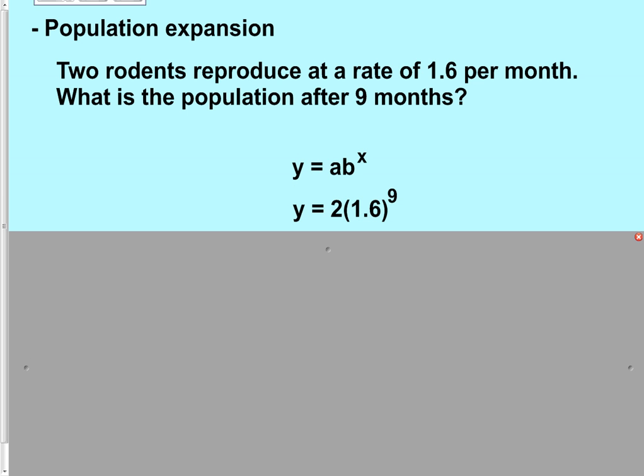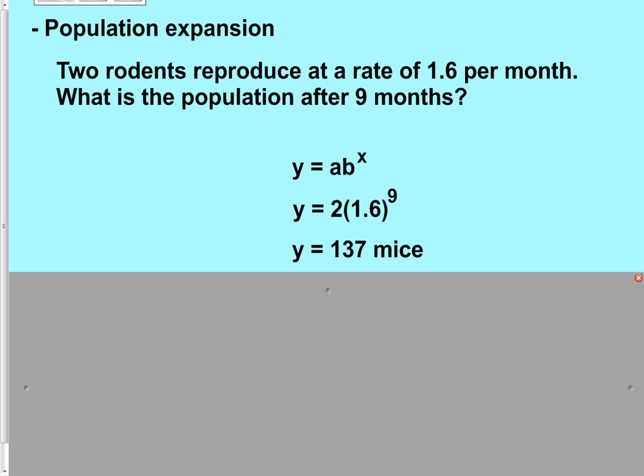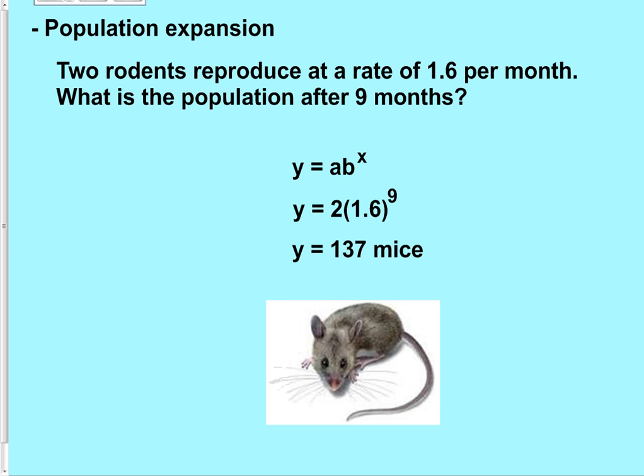All we have to do is plug our numbers in. 2 rodents, that's our A. 1.6 is the reproduction rate, that's B. And 9 is the number of months that elapse. So all we need to do is get it into our calculator, making sure that we obey the order of operations. 1.6 to the 9th needs to be dealt with before that is multiplied by 2. And over 9 months, your 2 rodents became 137 rodents or mice or whatever you want to call it. I hope you like the little furry friends because you just ended up with a lot of them.